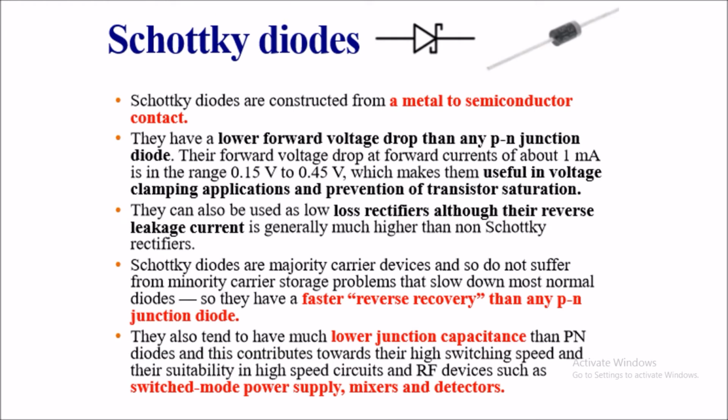The third type is Schottky diodes. Schottky diodes are constructed from a metal to semiconductor contact. They have lower forward voltage drop than any PN junction diode. Their forward voltage drop at forward currents of about 1 milliampere is in the range of 0.15 volts up to 0.45 volts, which makes them useful in voltage clamping applications and prevention of transistor saturation.